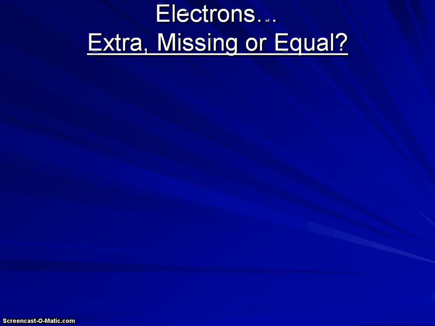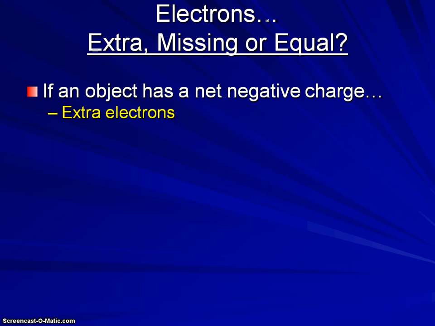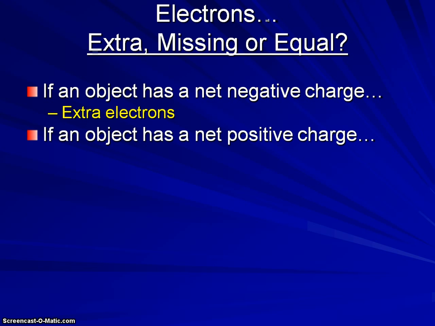So let's look at a few examples here. If an object has a net negative charge, it has extra electrons. If an object has a net positive charge, then does it have extra electrons, missing electrons, or an equal number? It's missing electrons. It's not that it has extra protons. It's that there are electrons that were removed from it.